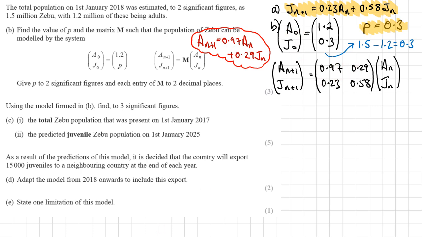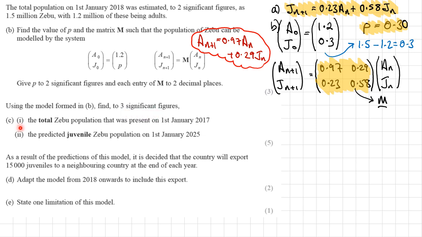So that forms my matrix M here. Now I did notice it did say that we need to give P to two significant figures. I know it's 0.3. I guess if I'm going to be strict about it, it should be 0.30. And yeah, this is my matrix M. Right. Use the model formed in part B, which is what we've got here, to find to three significant figures.